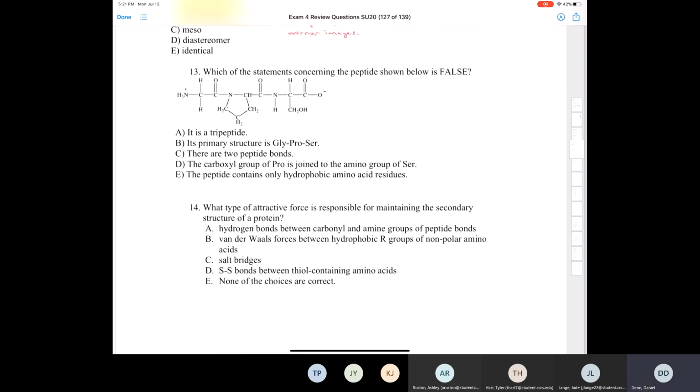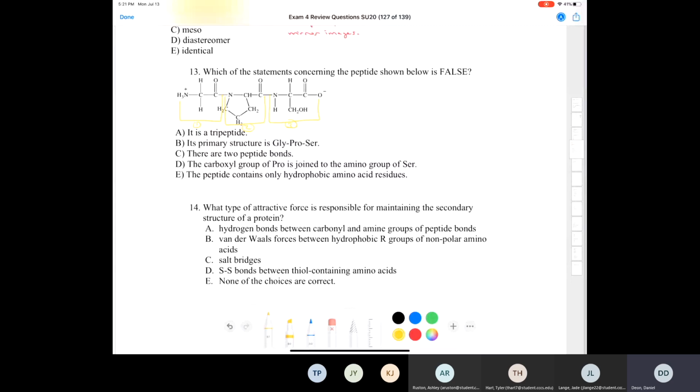This next one is kind of an interesting one. This is a tripeptide. It says, which of the statements concerning this peptide below is false? Well, you can see right away, hopefully, that this is a tripeptide. You have N-C-C. So here's our first amino acid. Then you have N-C-C. Here's the second. And N-C-C. Here's our third amino acid. So this is 1, 2, 3 amino acids, and so this is definitely a tripeptide, so that is true.